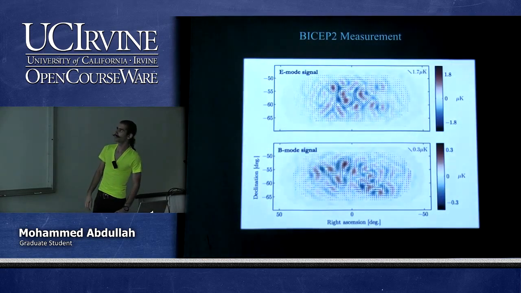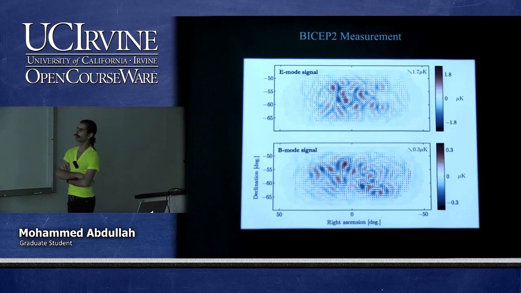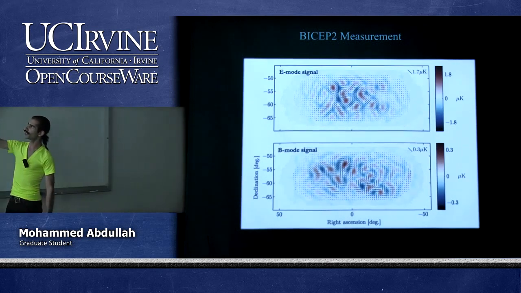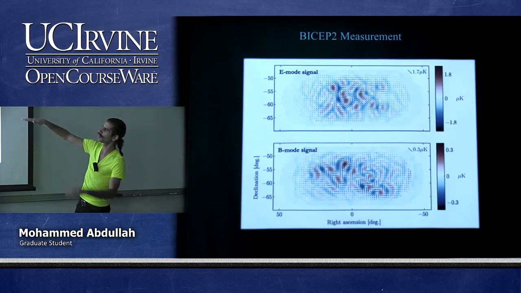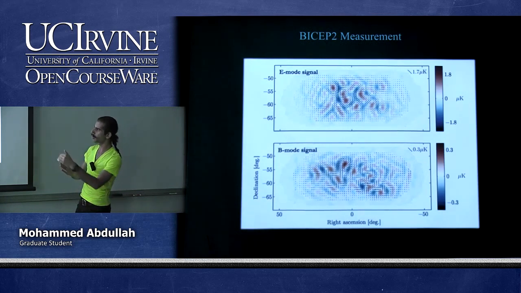So this year, the BICEP 2 collaboration released some results. In the upper plot, you can see what E-mode signals look like. If you look at the hot region, you see around it that the polarizations are kind of in a circle. In a cold spot, they're kind of pointing inwards, whereas in a B signal, you see them spiraling inwards.